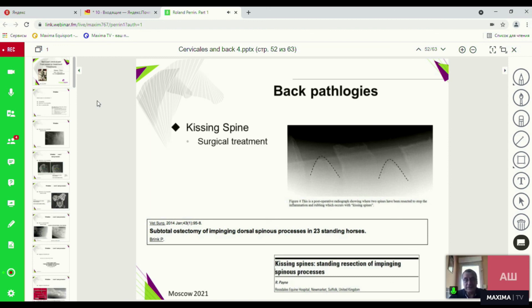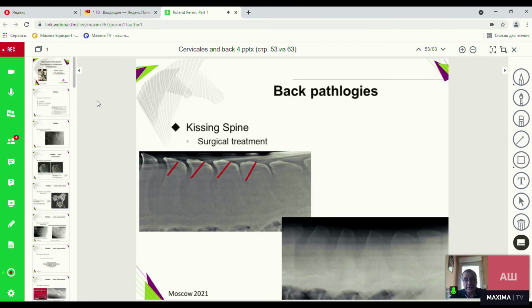So this you can do in the standing also. It is not so difficult surgery, and the results are not too bad too. The technique is to cut like you see in the red line, and to remove like this the kissing spine. And you see the result on the X-ray on the right.